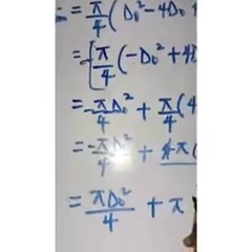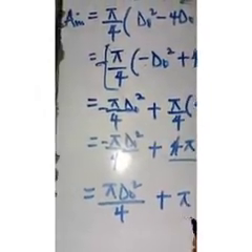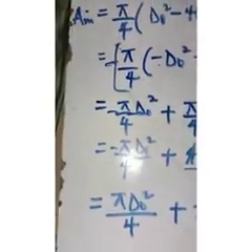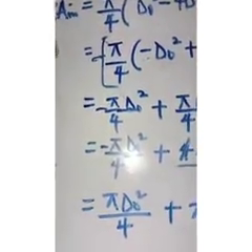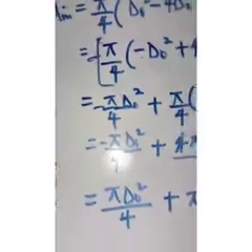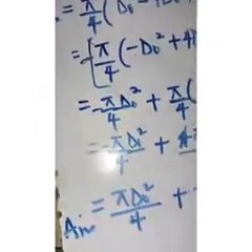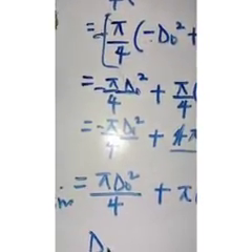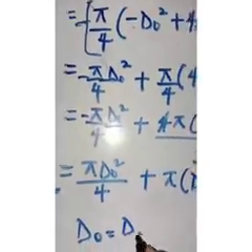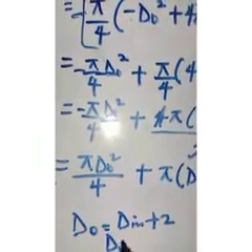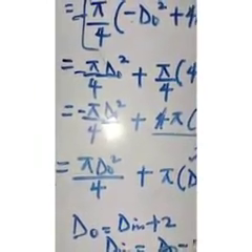pi open brackets. You see my 4 had cancelled each other. I'm going to have it as pi open bracket d naught minus 1, and the 4 is gone already. So this is also our area in. And don't forget that our formula originally says that d out is equal to d in plus 2, and d in is equal to d out minus 2.